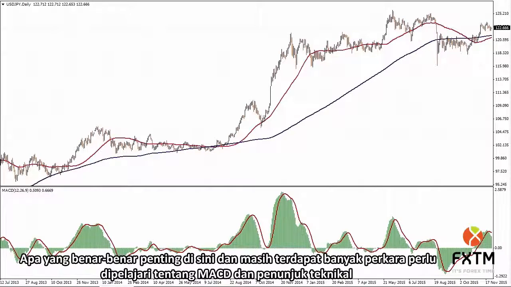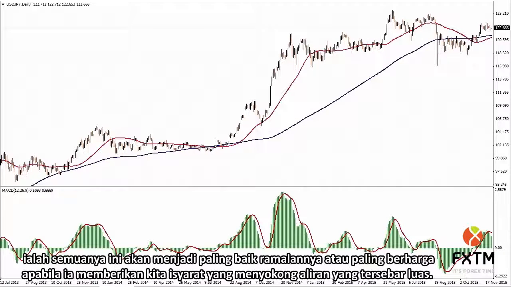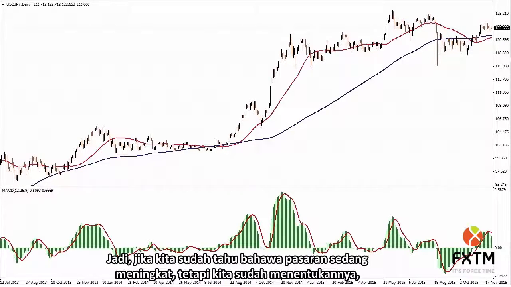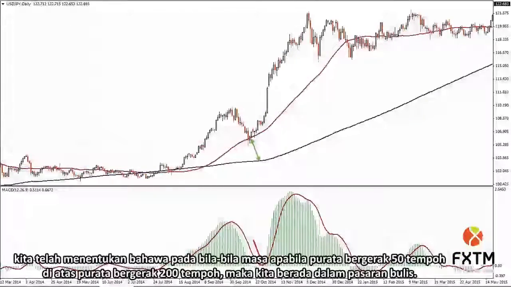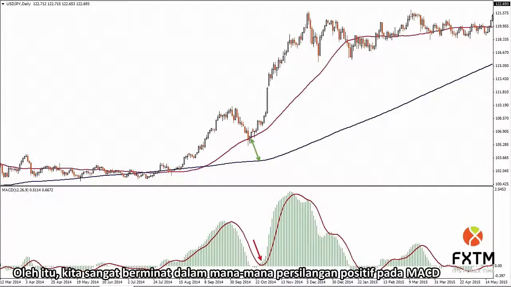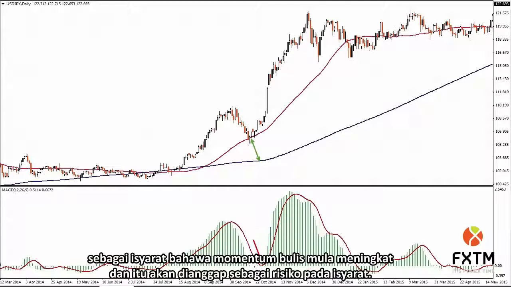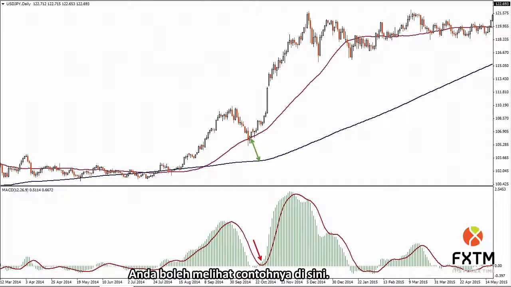Now what's really important here, and there is still much to learn about the MACD and other technical indicators, is that they're going to be most predictive or most valuable when they give us a signal in favor of the prevailing trend. So if we already know that the market is in an uptrend, however we've defined that, so let's say for example here on the dollar-yen pair, we've defined that as any time when the 50-period moving average is above the 200-period moving average, then we're in a bullish market. Therefore, we're very interested in any positive crosses on the MACD as a signal that bullish momentum is beginning to accelerate, and that would be considered a risk-on signal. So you can see an example of that here.